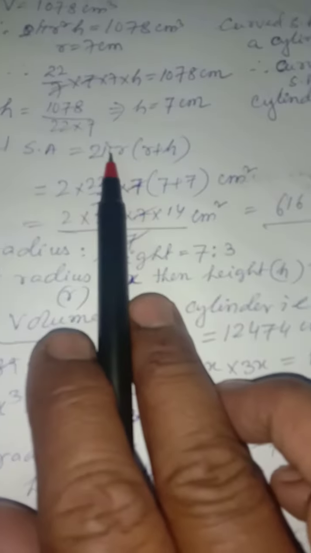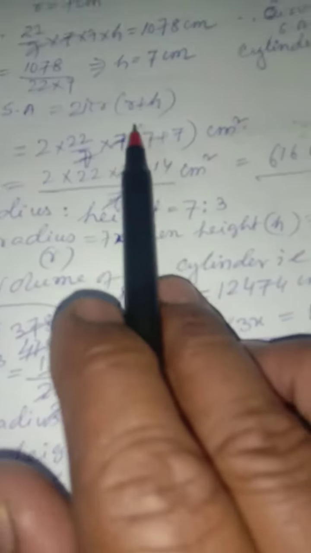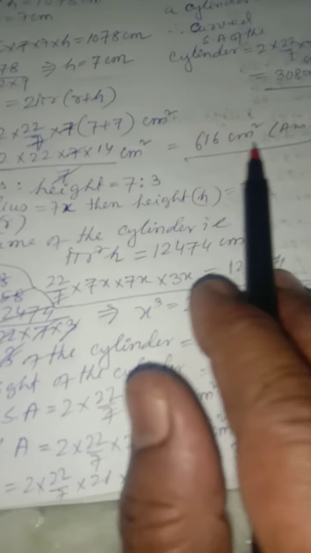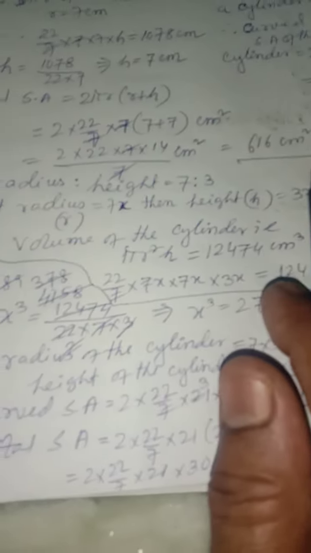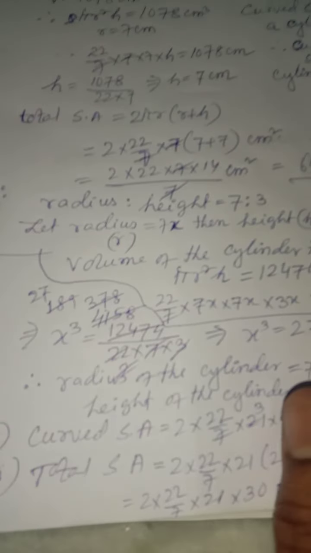And for the total surface area, what is the formula? The total surface area formula is 2 pi r (r plus h), that is 2 pi r square plus 2 pi r h. So r plus h will be 7 plus 7, and 2 into 22 by 7 and 7. If you simplify it, you will find 616 centimeter square is the answer for the total surface area.